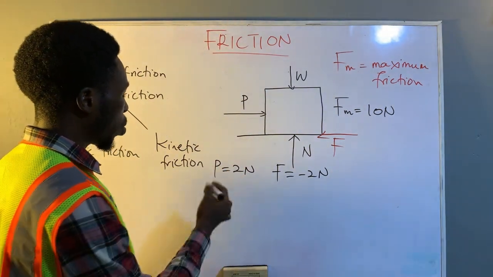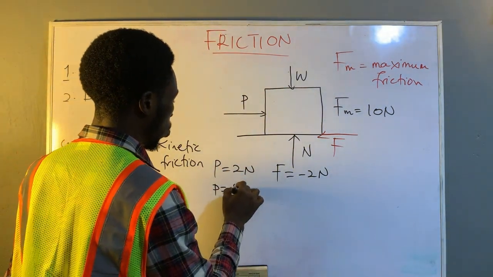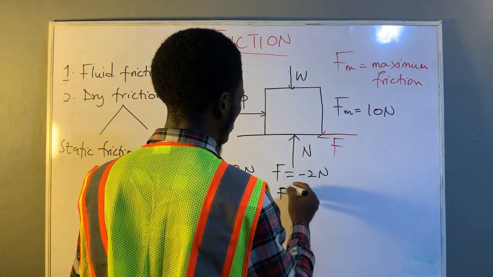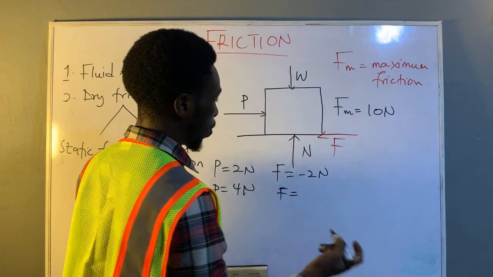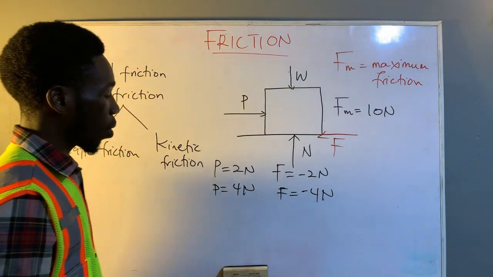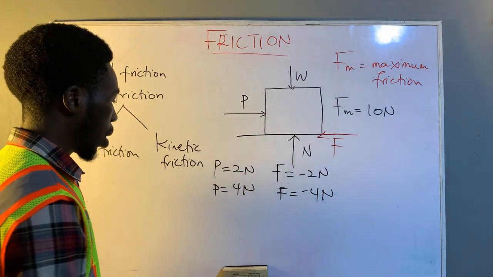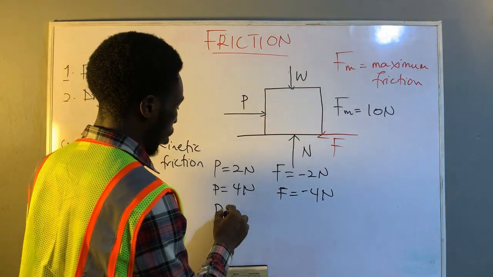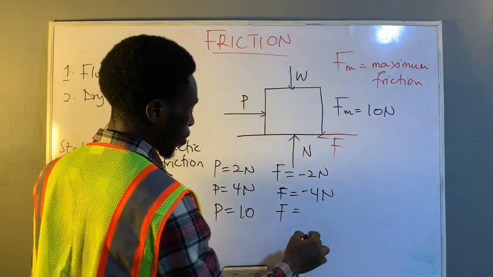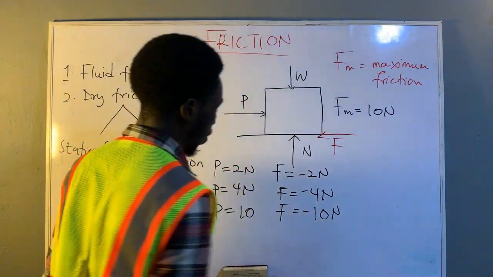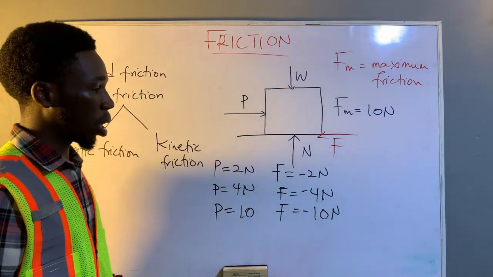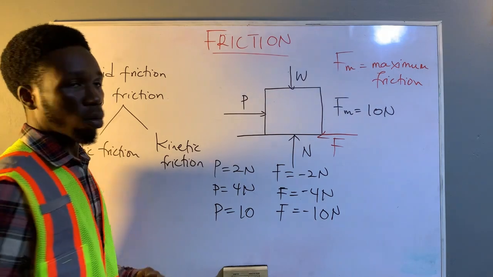Okay, so I'm going to increase P again. I will increase P to 4 newtons, and then F will also increase, but in the opposite direction. So I'm going to have minus 4 newtons. So F has cancelled out P. Now let's say P is equal to 10 newtons. F will also be equal to minus 10 newtons. But at this point you see that F is equal to the maximum friction, which means that P is also equal to the maximum friction.